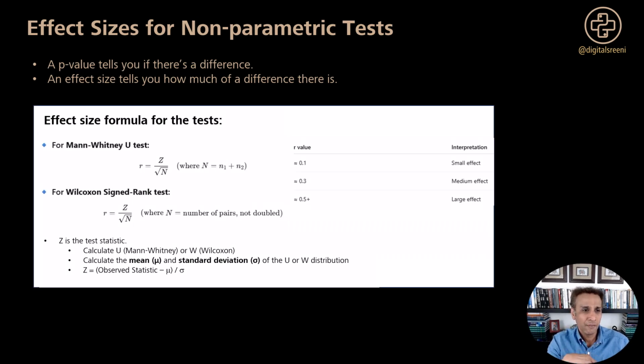And again, for the Mann-Whitney U test, the effect size is given by r, where r equals z over the square root of n, and z is the test statistic from the Mann-Whitney U test result, and n is n1 plus n2, the total sample size. Similarly for the Wilcoxon signed-rank test, it's very similar, z over square root of n. Typically when the r value is around 0.1, we say there is a small effect, 0.3 is a medium effect, and 0.5 or above is a very large effect. Rule of thumb.